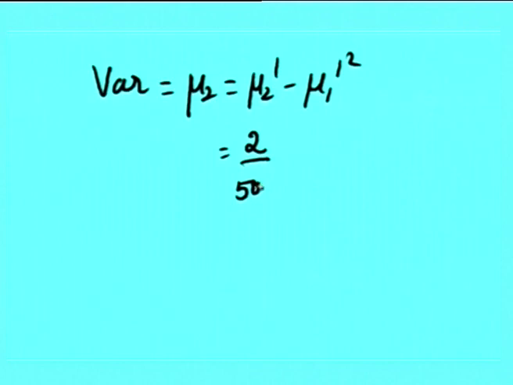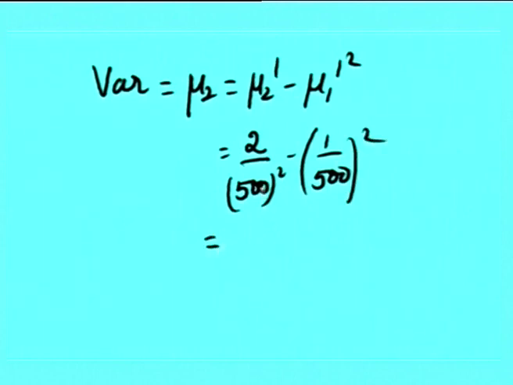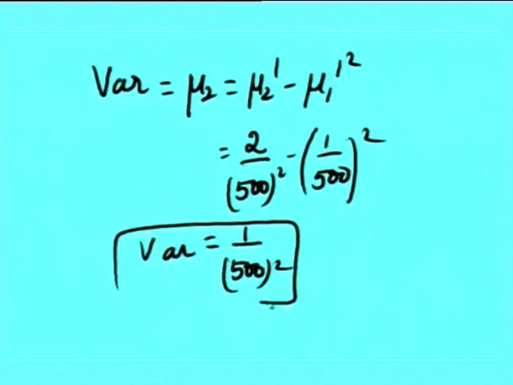So, what is variance? Variance equal to mu 2. Mu 2 is mu 2 dash minus mu 1 dash square. Mu 2 dash just now we have found out, this is 2 by 500 square minus mu 1 dash is 1 by 500, according to this is square. So, I already told you do not expand this 500 square, so that when you take the simplification, 2 by 500 whole square minus 1 by 500 whole square is 1 by 500 square. This is the variance. We have found out the moment generating function for f of x, for x whose PDF is given by 500 into e power minus 500 x.